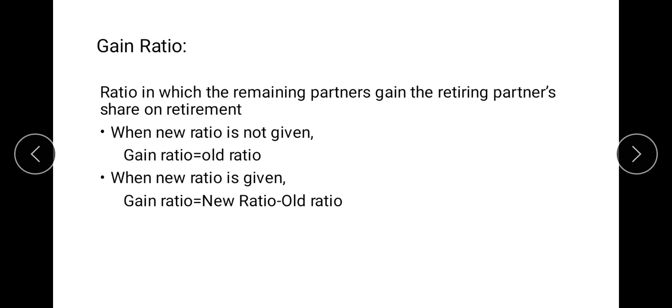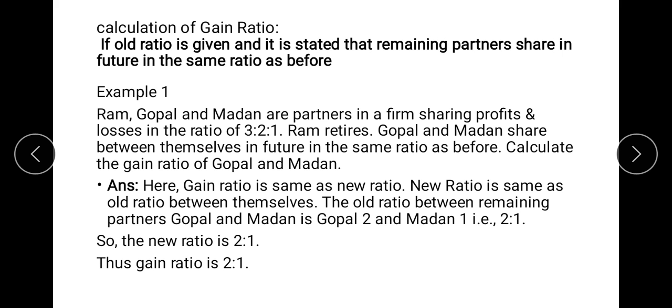When new ratio is given, gain ratio is to be calculated using new ratio and old ratio, that is new share minus old share. Calculation of gain ratio in various circumstances.